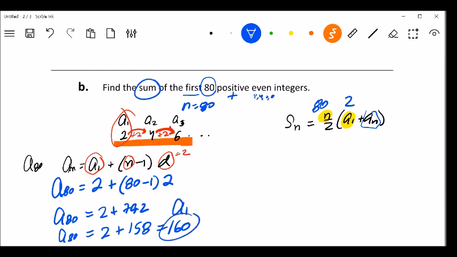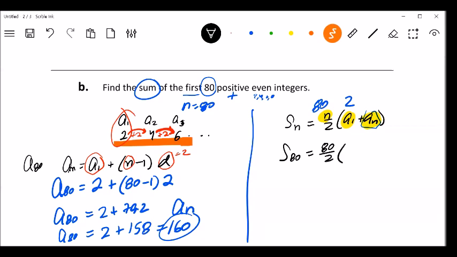Now I know what the amount of the last term is, and I can now put that in right over here. So the sum out to 80 terms is 80 over 2. There, that's a little better. The first term is 2, and the last term, the 80th term, is 160. So the sum of 80 terms is 40 times 162, and that means it's equal to, I need to write it as an 80, not an 18.